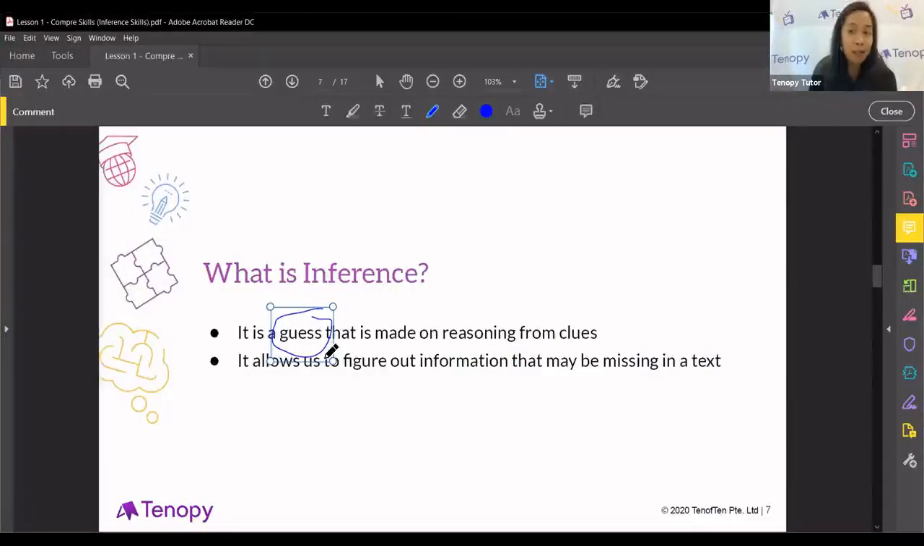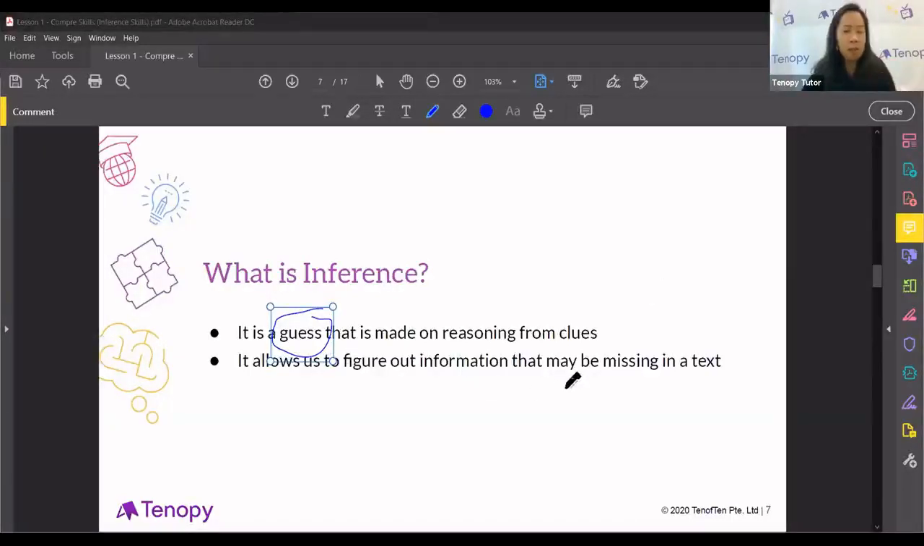Most inferences are guesses, but not just any kind of guesses, they're educated guesses, okay? Yes, of course, Lucas, you can take notes. And then a guess that is made from reasoning, from the clues that we get in information, in text, in pictures, it depends, okay? We are making an inference. Later, we're going to do a little bit of an inference exercise, so you can see what I mean. Now, this information allows us to figure out what is missing.